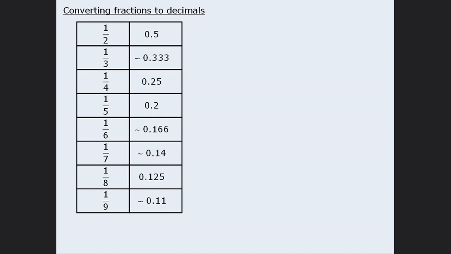Now, if you can memorize the base conversions on this table, you will be able to make other conversions with these. For example, to convert 3/5 into a decimal, we can use the fact that 1/5 is equal to 0.2. So if 1/5 is equal to 0.2, then 3/5 should be 3 times as large. In other words, 3/5 must equal 0.6.